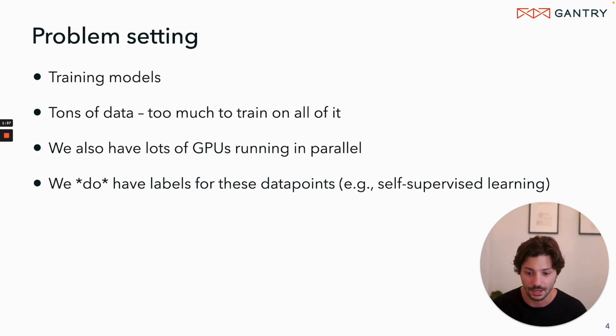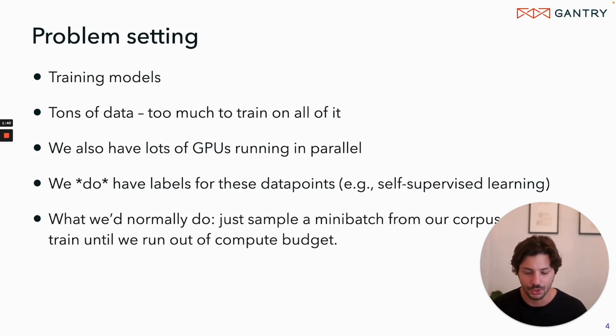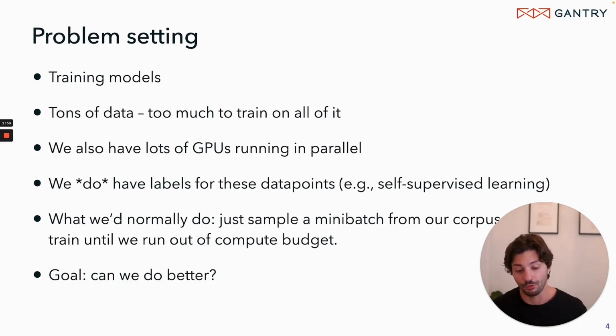So coming back to data selection, naively, the way that we would approach this is to sample. As we run stochastic gradient descent, we'd randomly sample each batch from our whole corpus until we run out of our compute budget. The goal of this paper is to study whether we can use our training budget more efficiently than that. So whether we can reach the same loss with less training data, or whether we can reach a better loss overall for a fixed training budget.